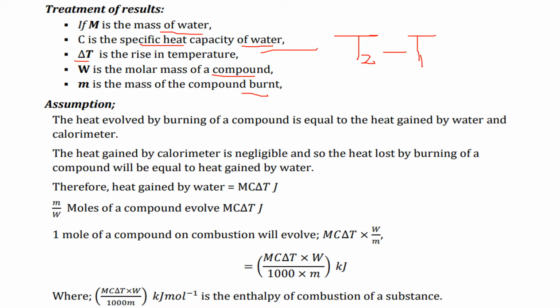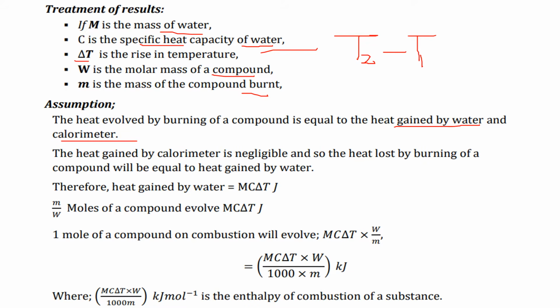So the assumptions that are going to be involved in such an experiment is that heat evolved by burning our sample or by burning our compound is going to be equal to all the heat that is being gained by water that is present in the calorimeter together with the bomb calorimeter.